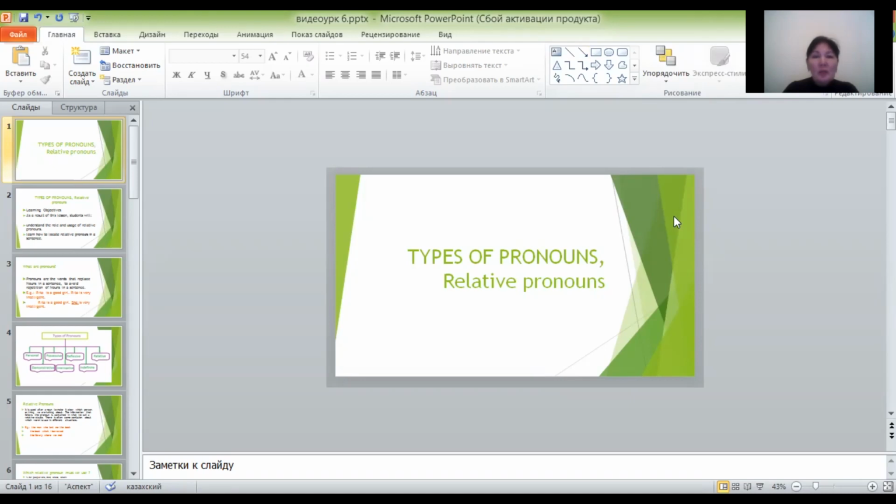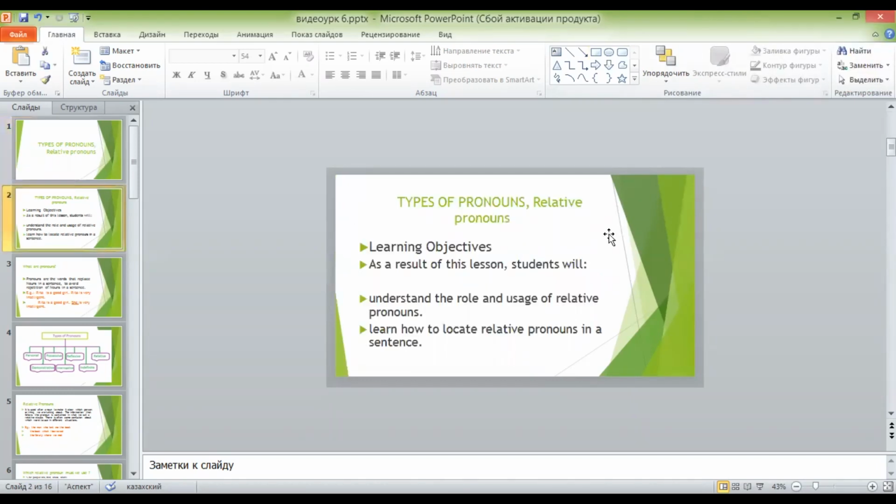Our topic today is types of pronouns, relative pronouns. Before you start, you see some learning objectives. As a result of this lesson, you will understand the role and usage of relative pronouns, and you will learn how to locate relative pronouns in a sentence.